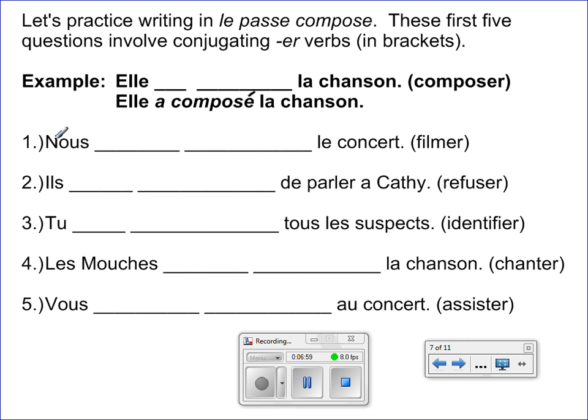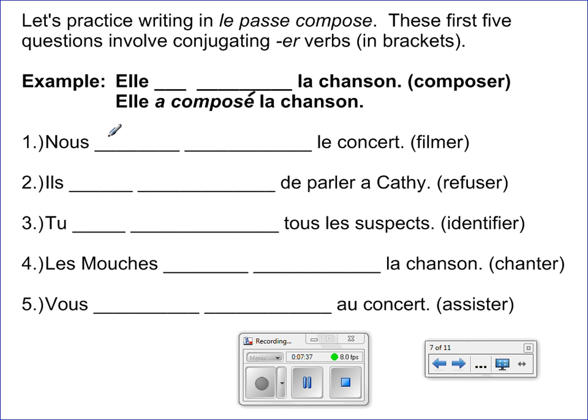Okay, I'm going to do the first one and then leave the remaining 4 for you to try at home. And then I'll test you on this in tomorrow's class. So we have nous, 2 blanks, le concert. The verb is filmer. So basically in the present tense, we would say we film the concert, but we want to write that so it means we filmed the concert, or rather we have filmed the concert.